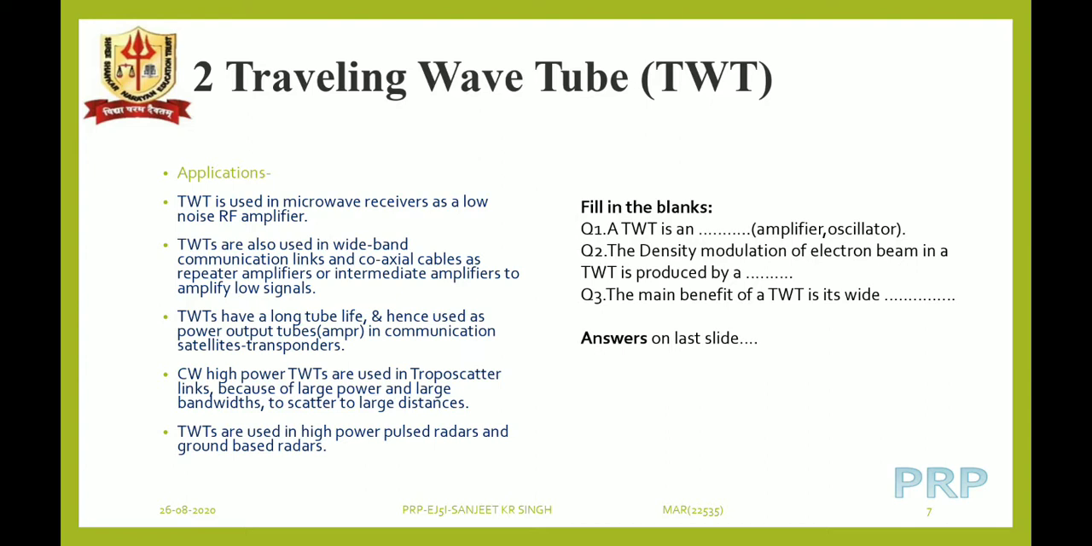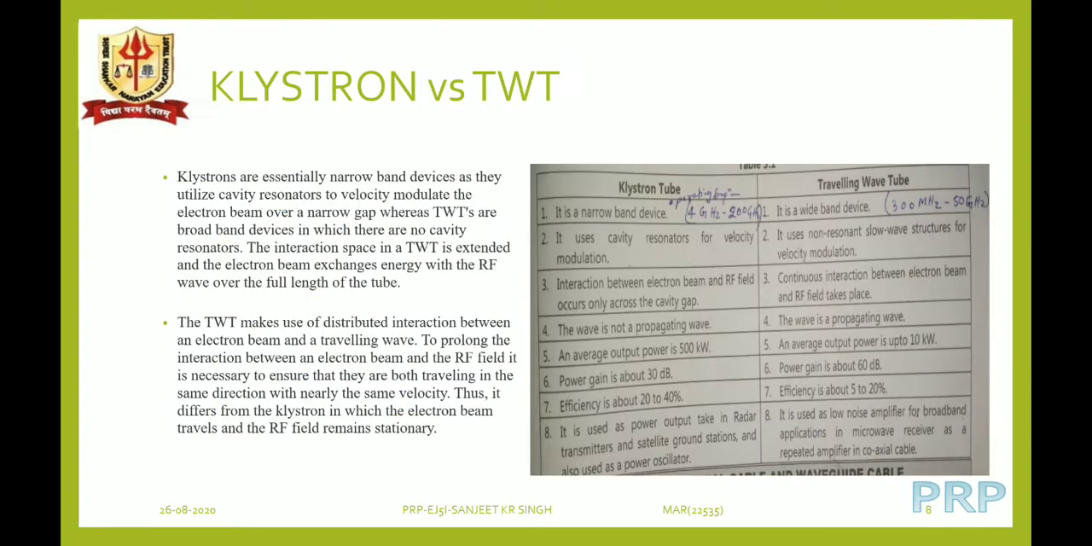So here are some fill in the blanks to reflect upon what we learned so far. TWT is used as blank, and the density modulation of the electron beam in a TWT is produced by blank, and the main benefit of a TWT is blank. The answer will be on the last slide or in the previous presentation.